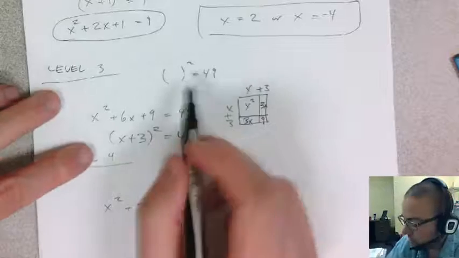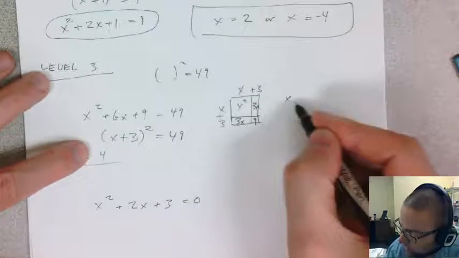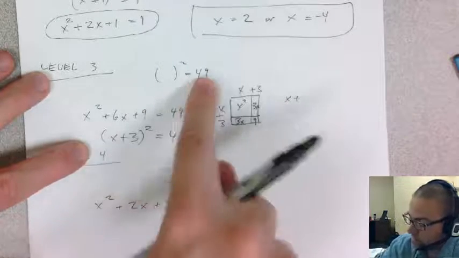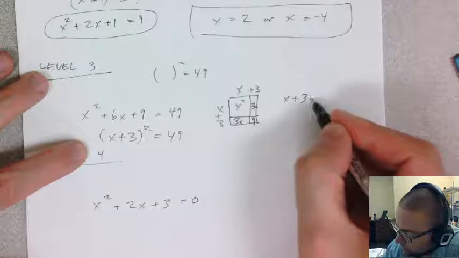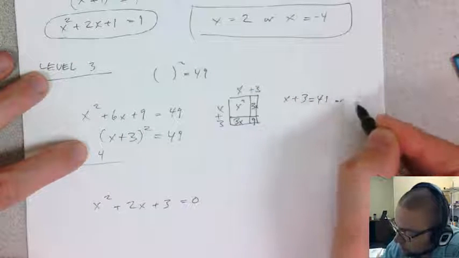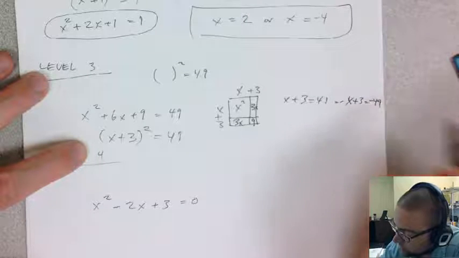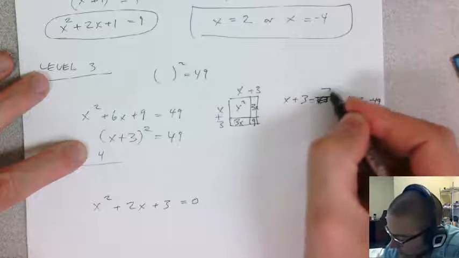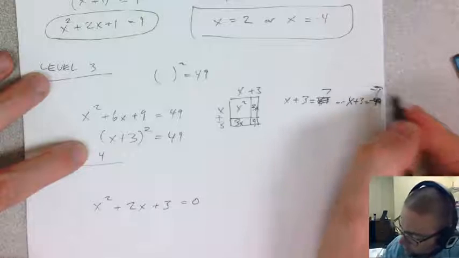And now I have this situation where I have something squared is equal to 49, so that something has to be 7 or negative 7, right? 7 times 7 is 49, or negative 7 times negative 7 is also 49. X plus 3 equals 7, or negative 7. Oops, ran out of paper there.